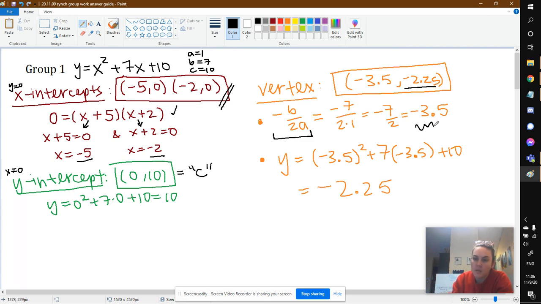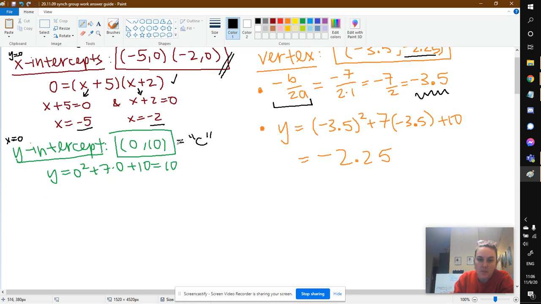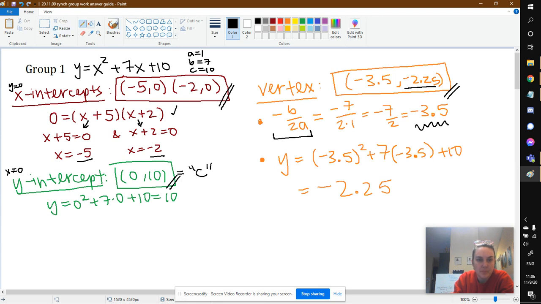And then to find the y-coordinate of our vertex, we plug in negative 3.5 to our equation. So we get negative 3.5 squared plus 7 times negative 3.5 plus 10. I put this in a calculator. I got negative 2.25. Bada bing. So those are our crucial 4 points of a parabola.